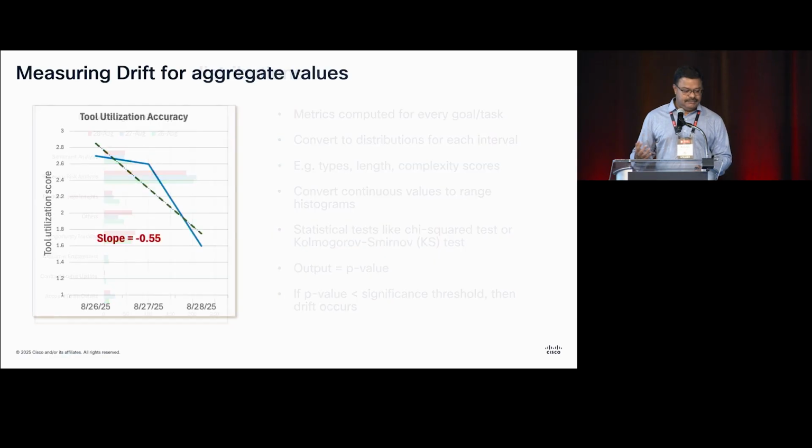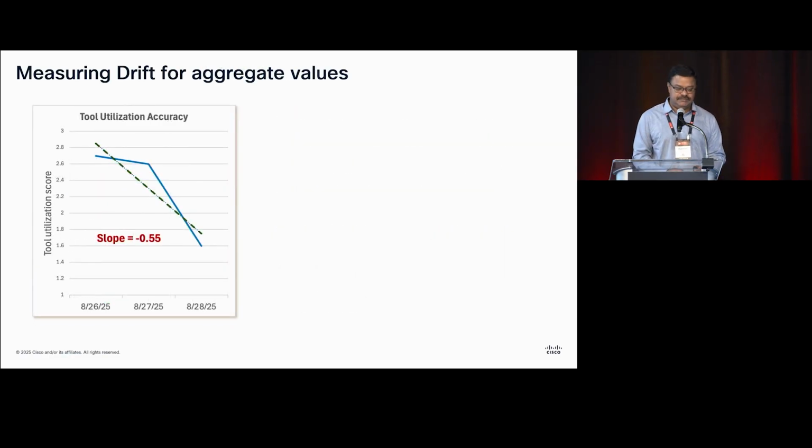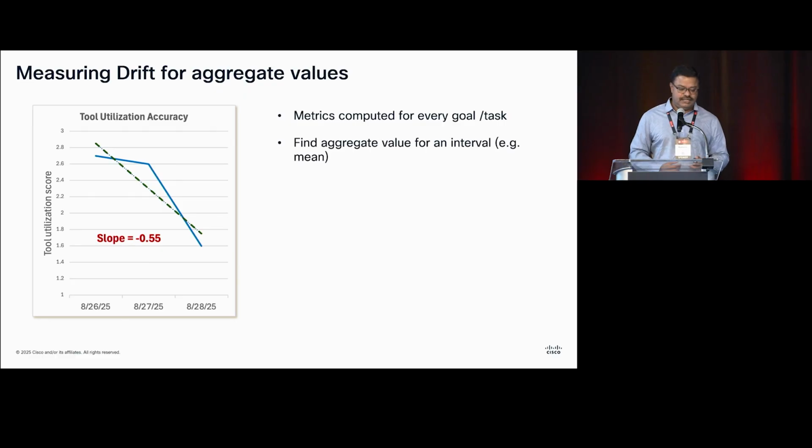The second way we do drift measurement is again using aggregate values and slope. In this example, we have tool utilization accuracy. So these are values from 0 to 1, with 1 being the highest. How do we measure them? We again compute these metrics for every goal and task. And we have to find an aggregate value for an interval, the simplest one being the mean for a given day. Of course, it's too much generalization, we know, and we are trying to see how we can improve upon that.